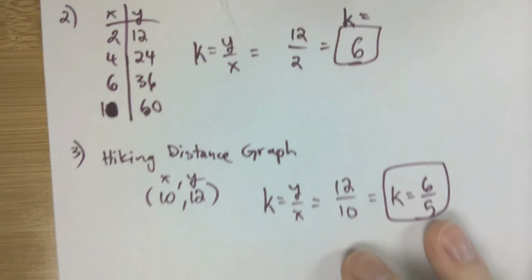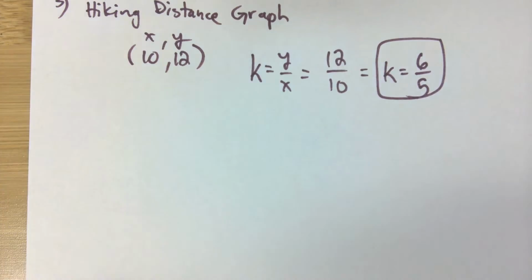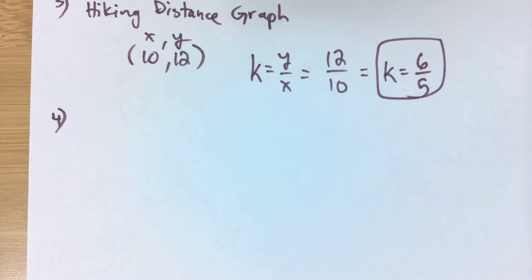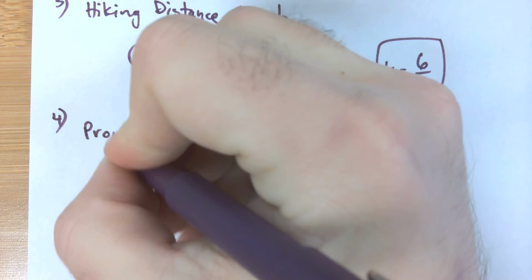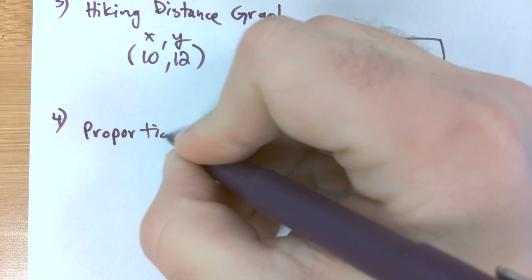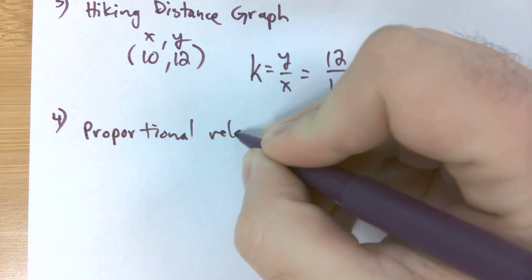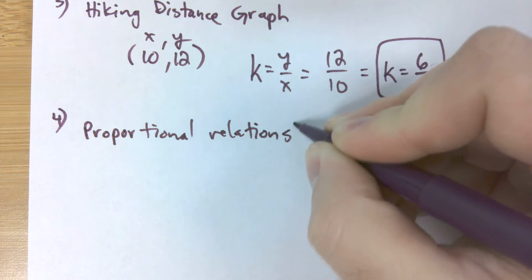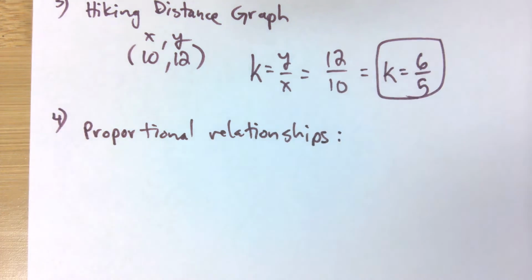All right, moving on from that one to the fourth one. Go ahead and find this question. Nice and easy. What two components do every proportional relationship have? So let's go ahead and write out proportional relationships.